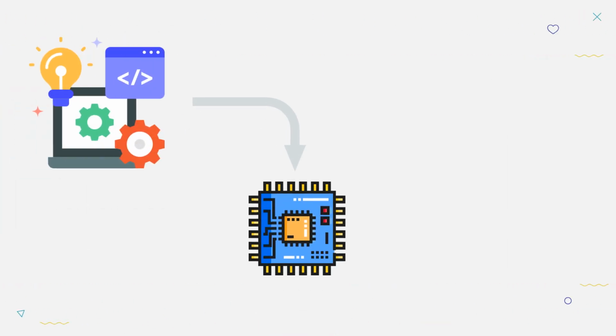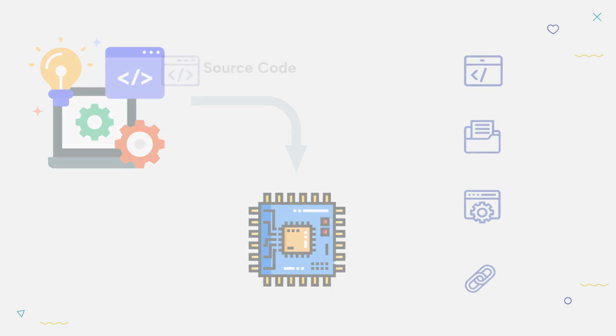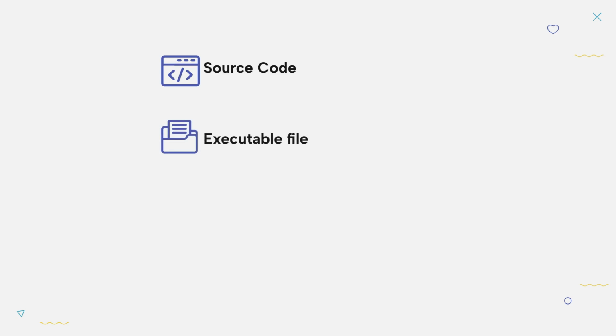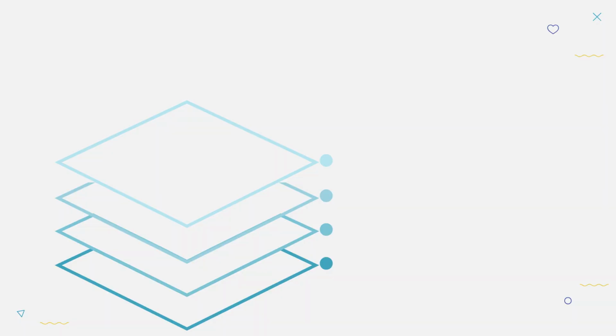In fact, from being written as a piece of code to finally being executed by the CPU, a program goes through 4 important stages: source code, executable file, process, and set of instructions. Now let's start with the first stage, source code.